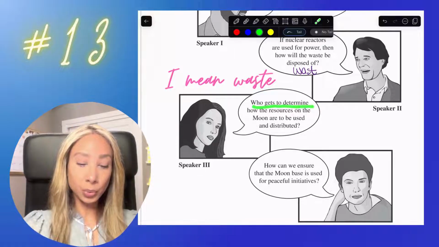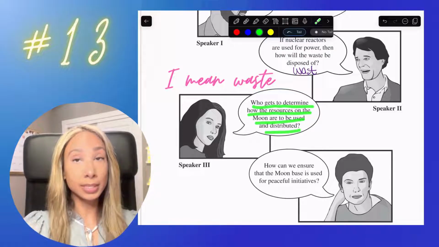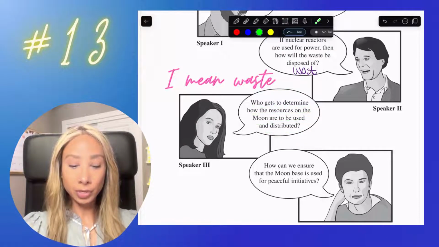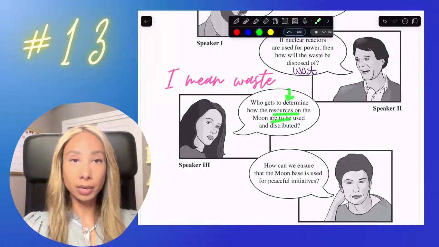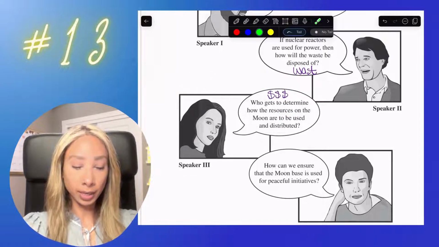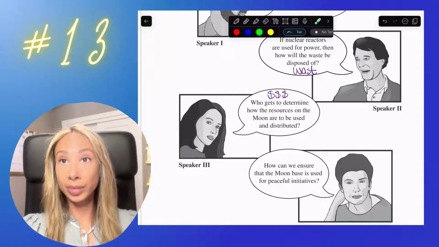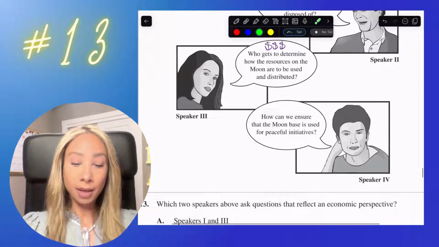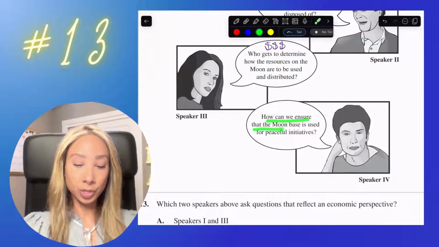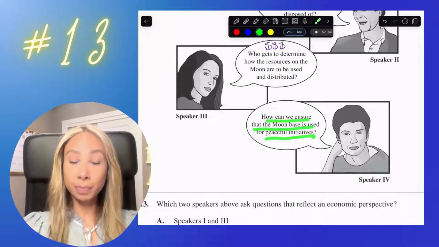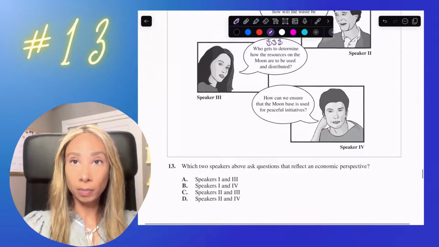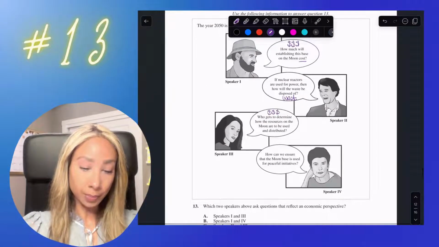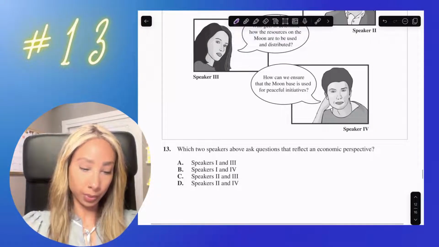Speaker 3 says, who gets to determine how the resources on the moon are to be used and distributed? So let's think about that. They're talking about the resources and they want to make sure it's shared in a certain way. So I do like that one. We are talking about money and how resources are going to be distributed amongst everybody. Finally, speaker 4 says, how can we ensure that the moon base is used for peaceful initiatives? So while that's a great perspective, it's not really talking about money. So that means our options for this one are going to be speakers 1 and 3.